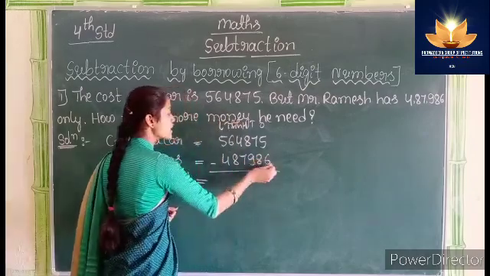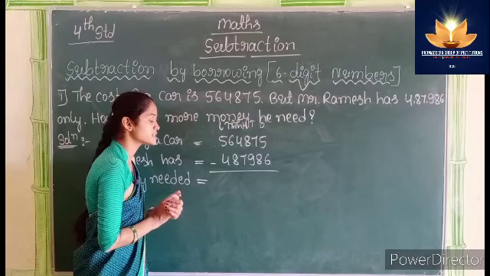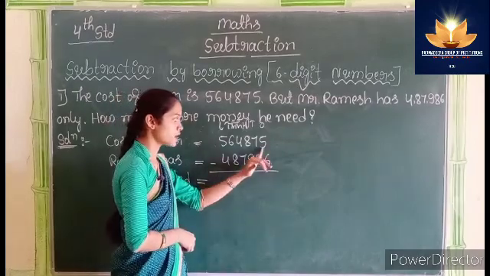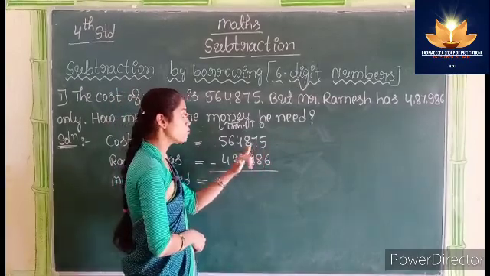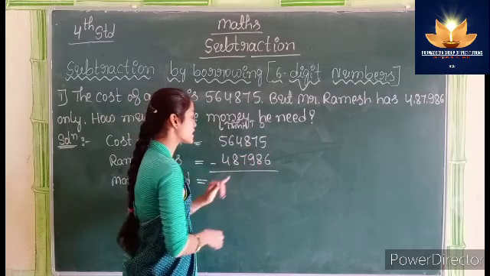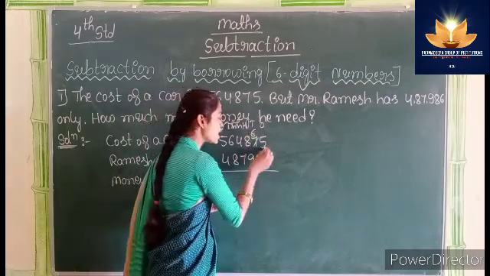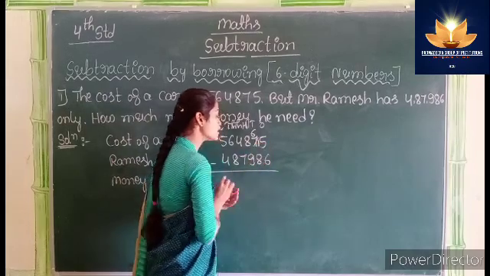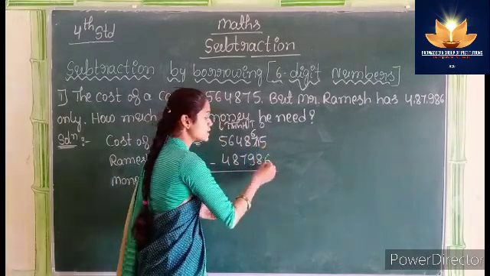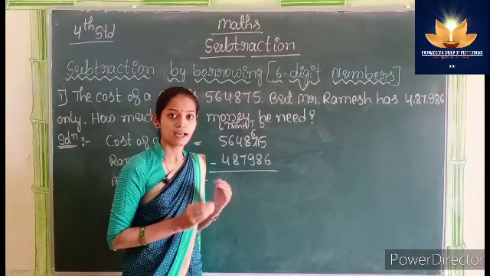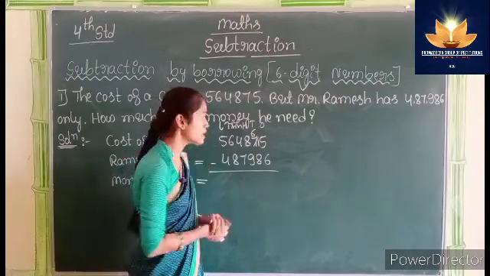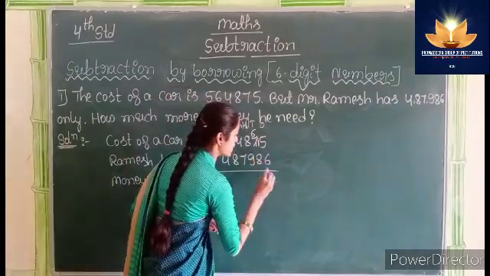place. 5 minus 6, we cannot subtract 6 from this 5, that's why we have to borrow 1 10 from this 7 tens. Here we have left 6 tens, and here 5 ones become 15 ones. 15 minus 6, that is 9, and that 9 should be written in ones place.